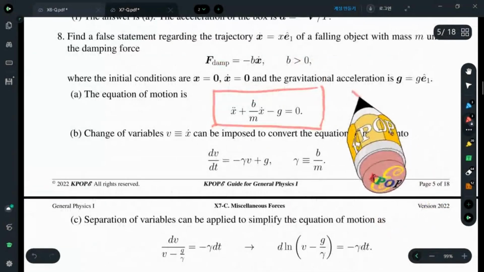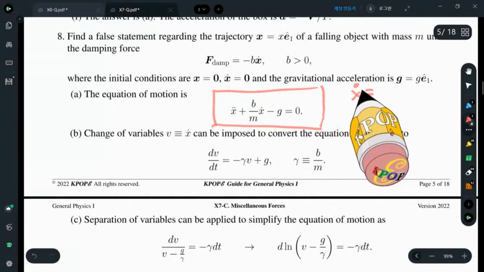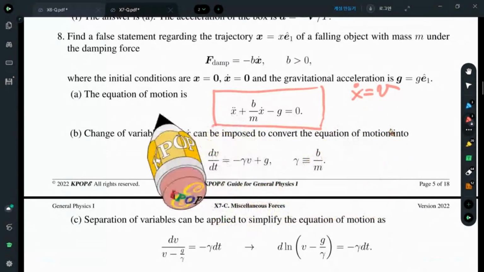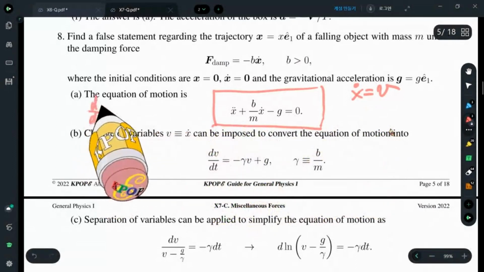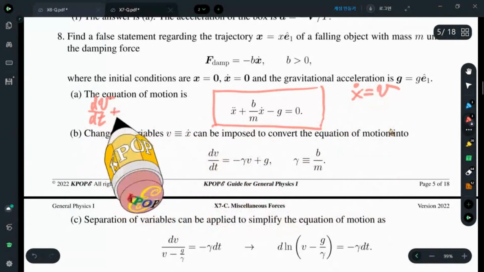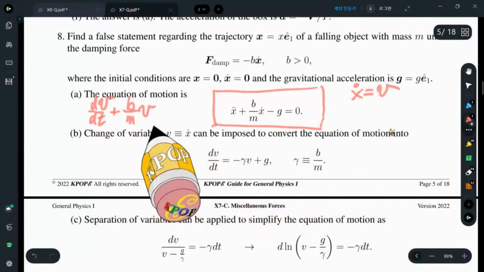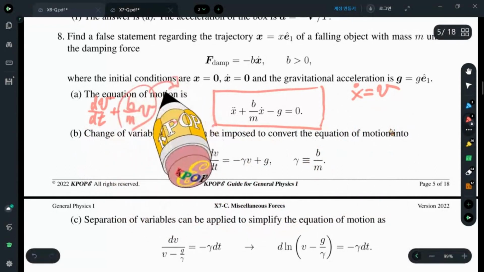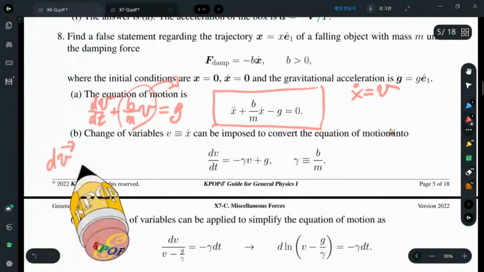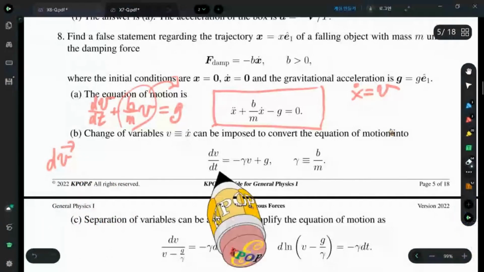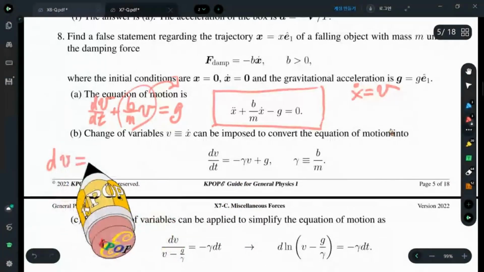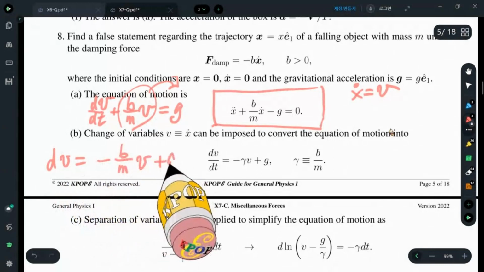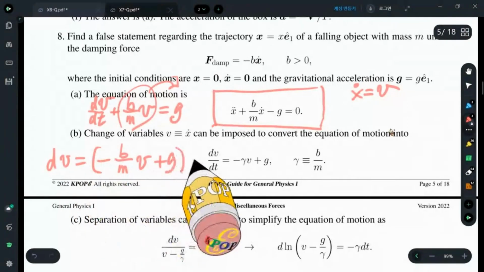Let me substitute v for x dot. Then acceleration is a time derivative, and this is b over m velocity equals g. Why don't we move this one to the right hand side? Then we have dv equals minus b over m v plus g, and dt.